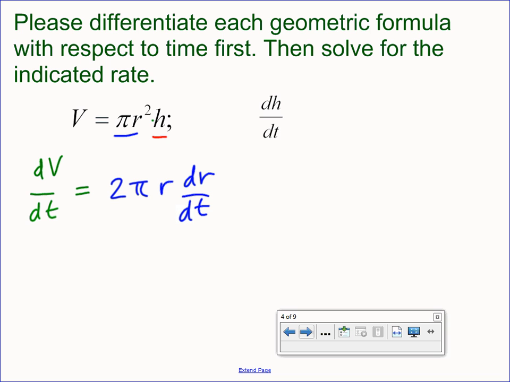The derivative of the first times the second, plus the first times the derivative of the second. What's the derivative of the second with respect to time? Grace?